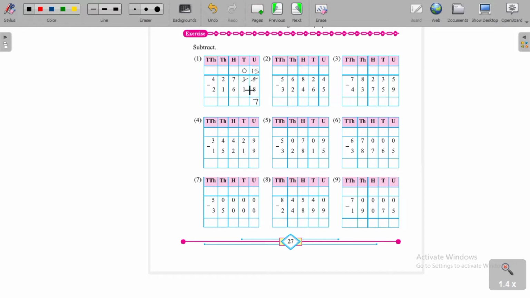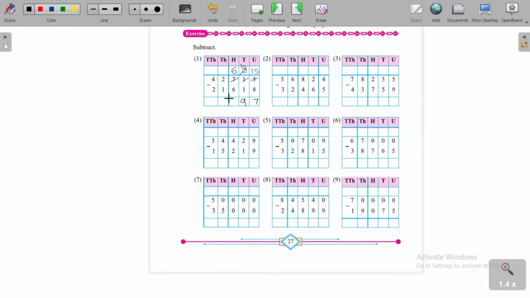Next, 0 minus 1. We cannot subtract 1 from 0. We need to borrow from hundreds place. These are 700s. So when we borrow 100 to tens place, 600 remain here. And we have borrowed 10 tens, that is 100. So these 0 tens and the tens what we have borrowed here together, they make 10 tens. Now we can subtract 1 from 10. 10 minus 1 is 9.